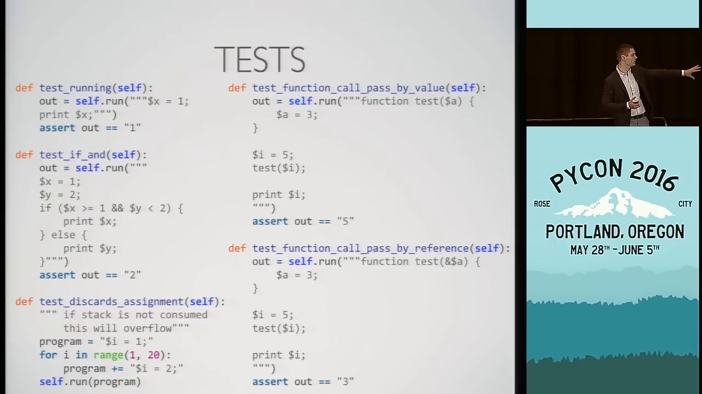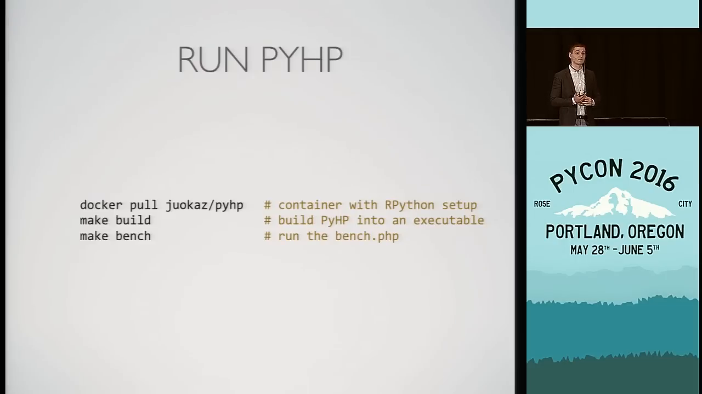And in the bottom left, it checks that the stack never overflows. It basically generates a program which is just 20 variable assignments, and if you did something wrong, it will actually crash. But if it works fine, then the test will just pass. If you want to run it, you can pull a container which has RPython and PyPy installed in it. You build the actual executable you would run later, and then you just run the bench script.